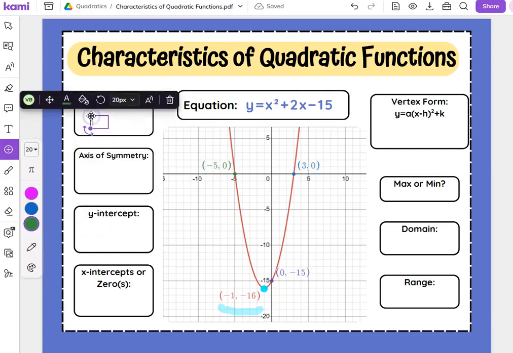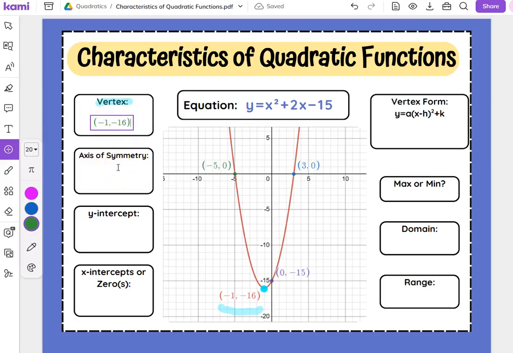So I'm going to put in here -1, -16. So I've already graphed these graphs for you. You're not going to graph these. You're just going to look at the pictures, look at the graphs, and find the parts to those graphs. So that's our vertex. Then we've got a line.